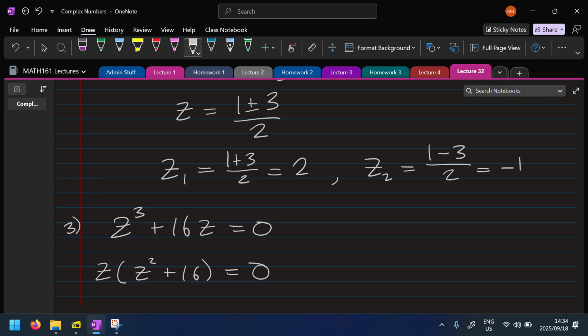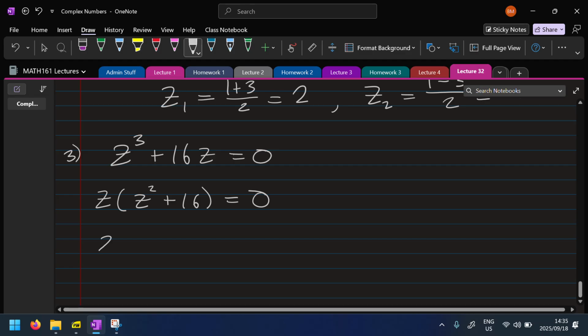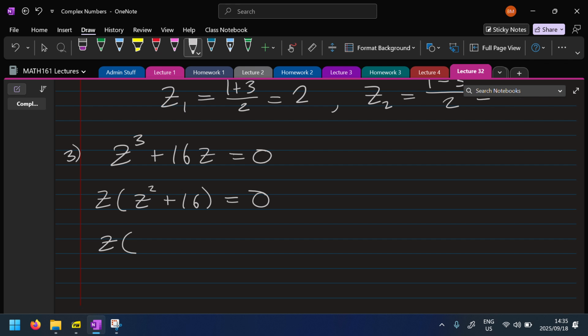Now this Z over here, we're not going to get rid of it right away. Let's leave it over there. This inside part, we're going to factor. So Z squared plus 16. If this was Z squared minus 16, what would we get? Plus minus 4. That's right.